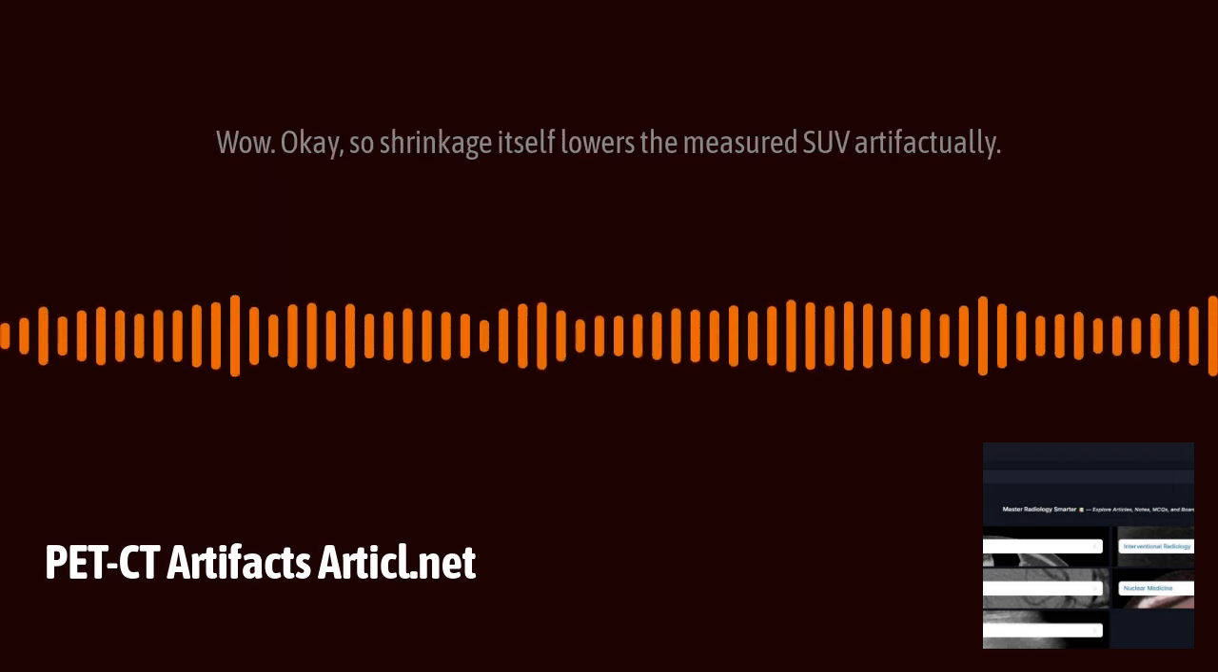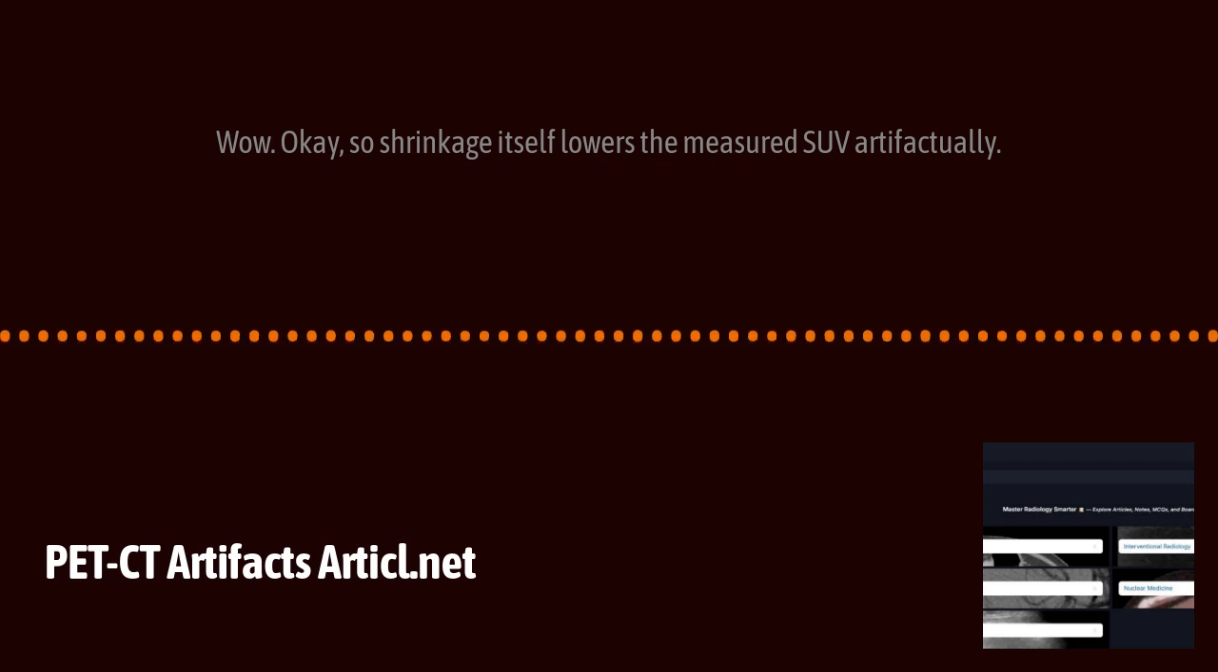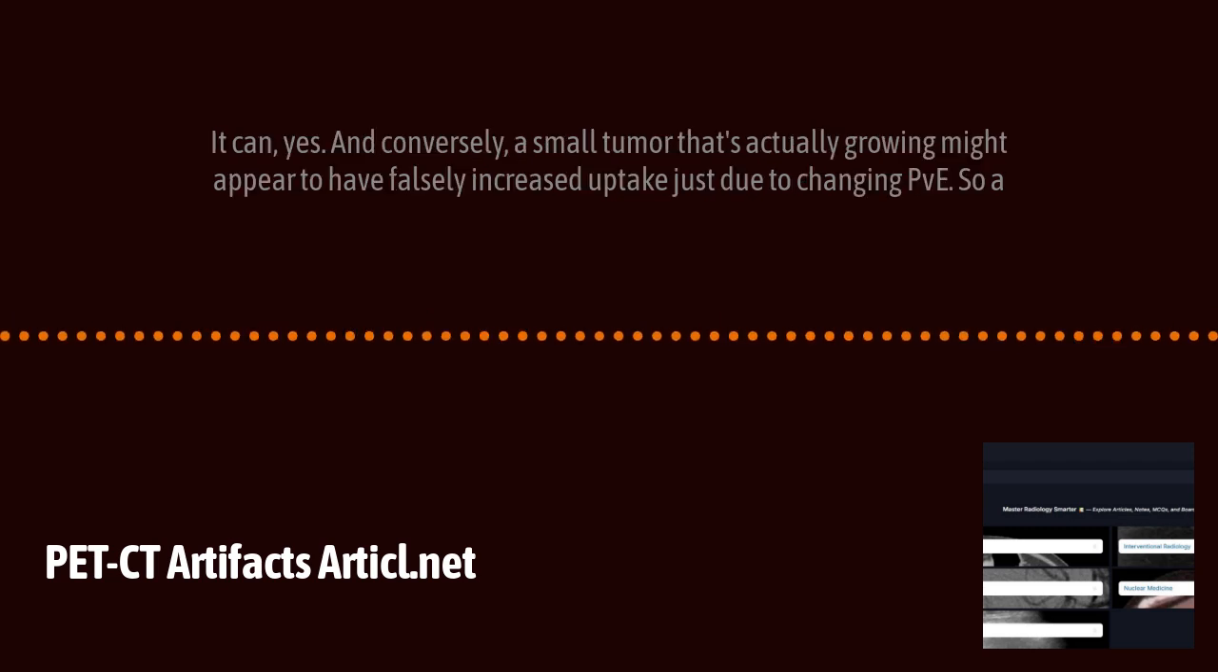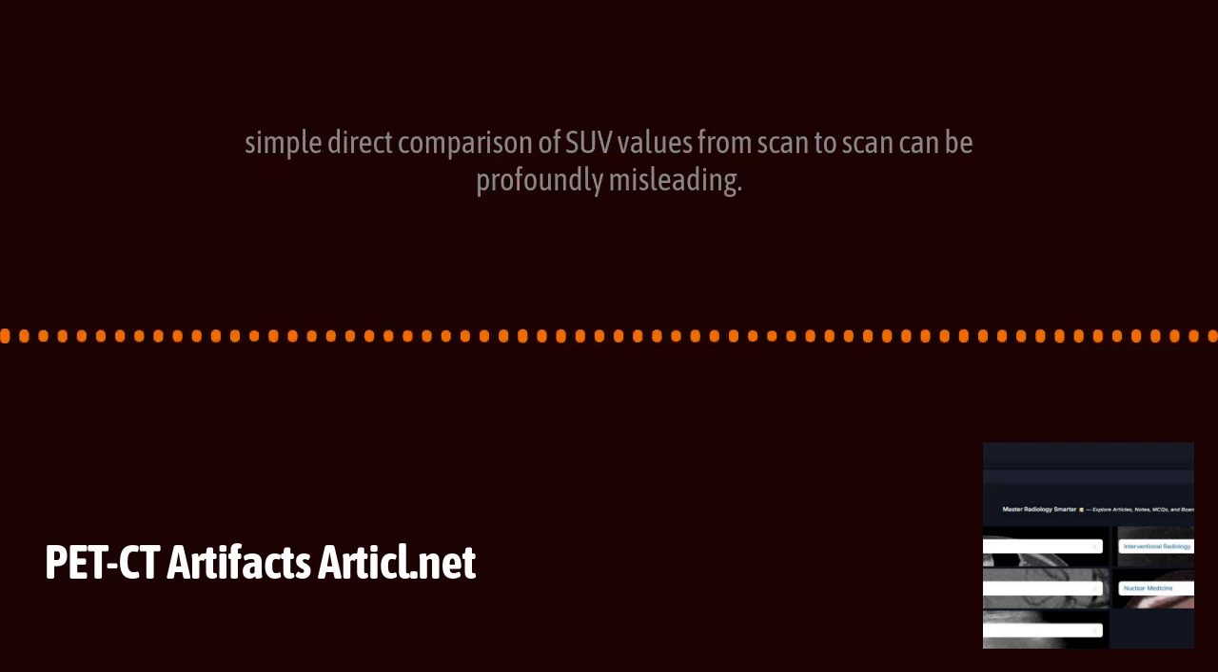Wow, okay. So shrinkage itself lowers the measured SUV artifactually. It can, yes. And conversely, a small tumor that's actually growing might appear to have falsely increased uptake just due to changing PVE. So a simple, direct comparison of SUV values from scan to scan can be profoundly misleading.